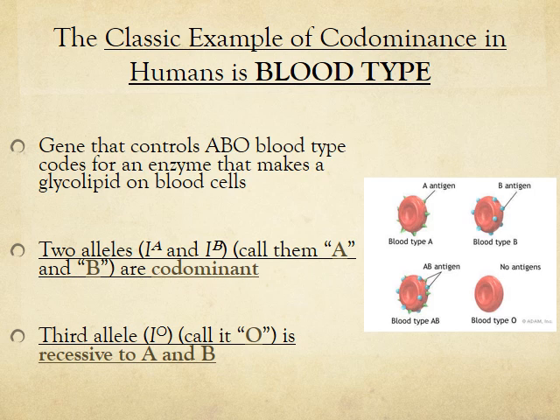Meanwhile, the third allele, for the sake of argument we're going to call it O, is recessive to both A and B. So A and B are codominant, and if you remember from the last lesson here, codominant means that neither one is fully dominant over the other. So both will show up. However, we know that recessive, in this case O, if O pairs up with A or B is going to show.